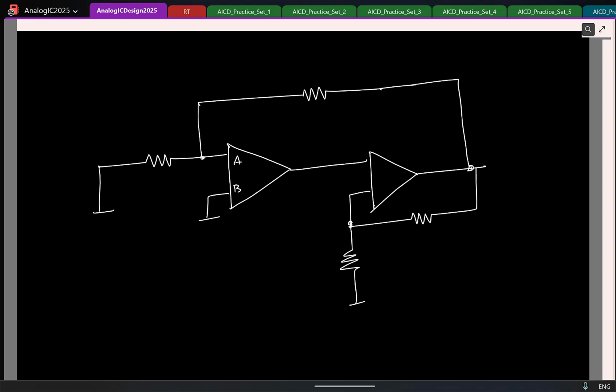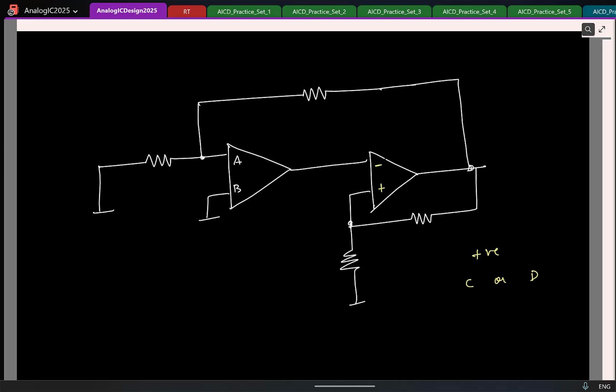So A, B, C, D. Tell me what should be the correct signs for C and D. Okay, tell me what should be the positive terminal here, C or D? C. Why? Okay, so again we can assume something, right? Let's assume that C is negative, this is positive. That is the assumption I'm making. So I have to check if the assumption is correct or incorrect.